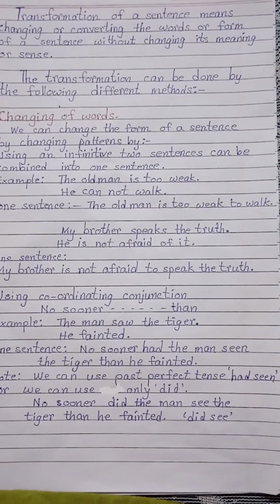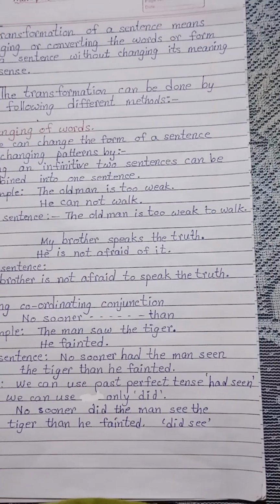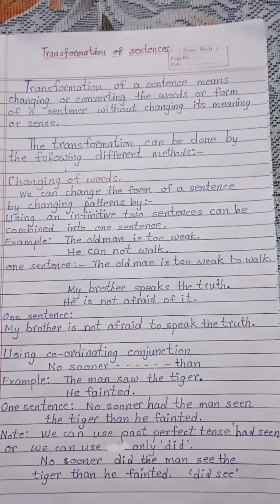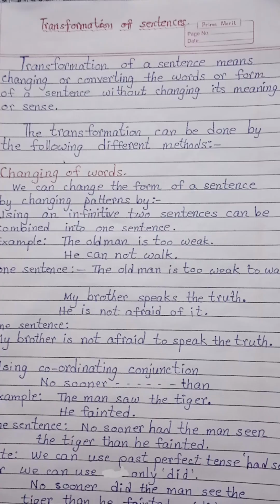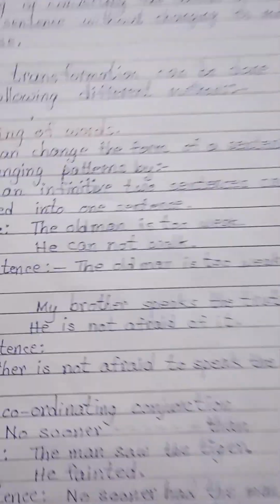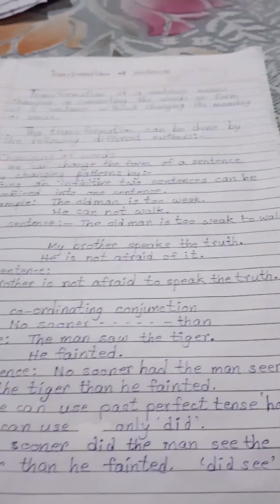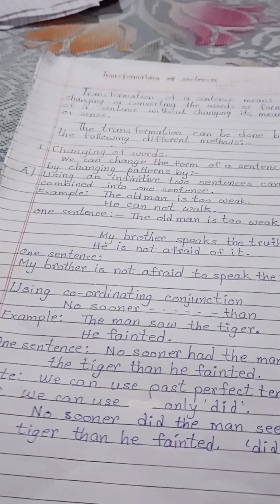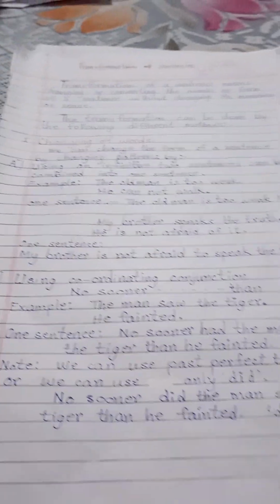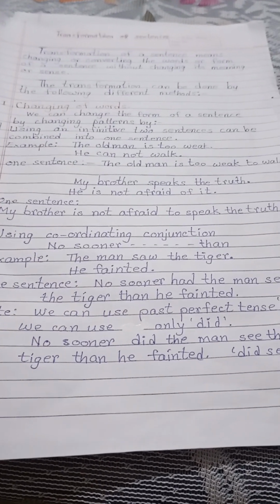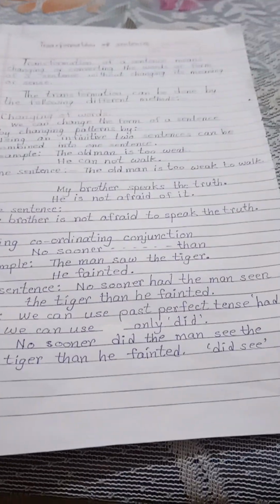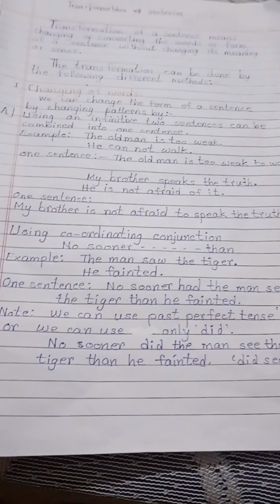Another example, first sentence, my brother speaks the truth. Second sentence, he is not afraid of it. Now we have to combine two sentences into one sentence like that. My brother is not afraid to speak the truth. To speak the truth. To is infinitive.